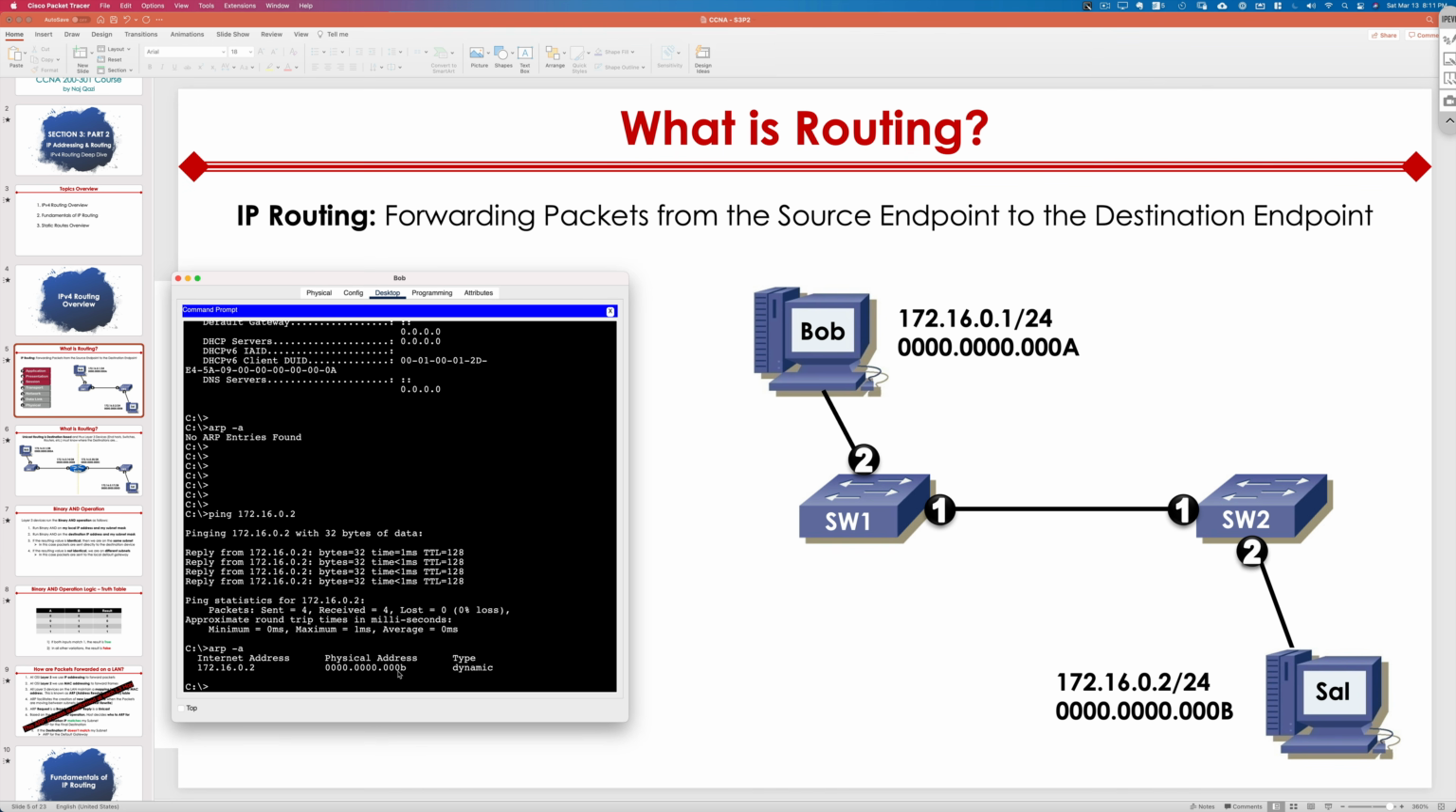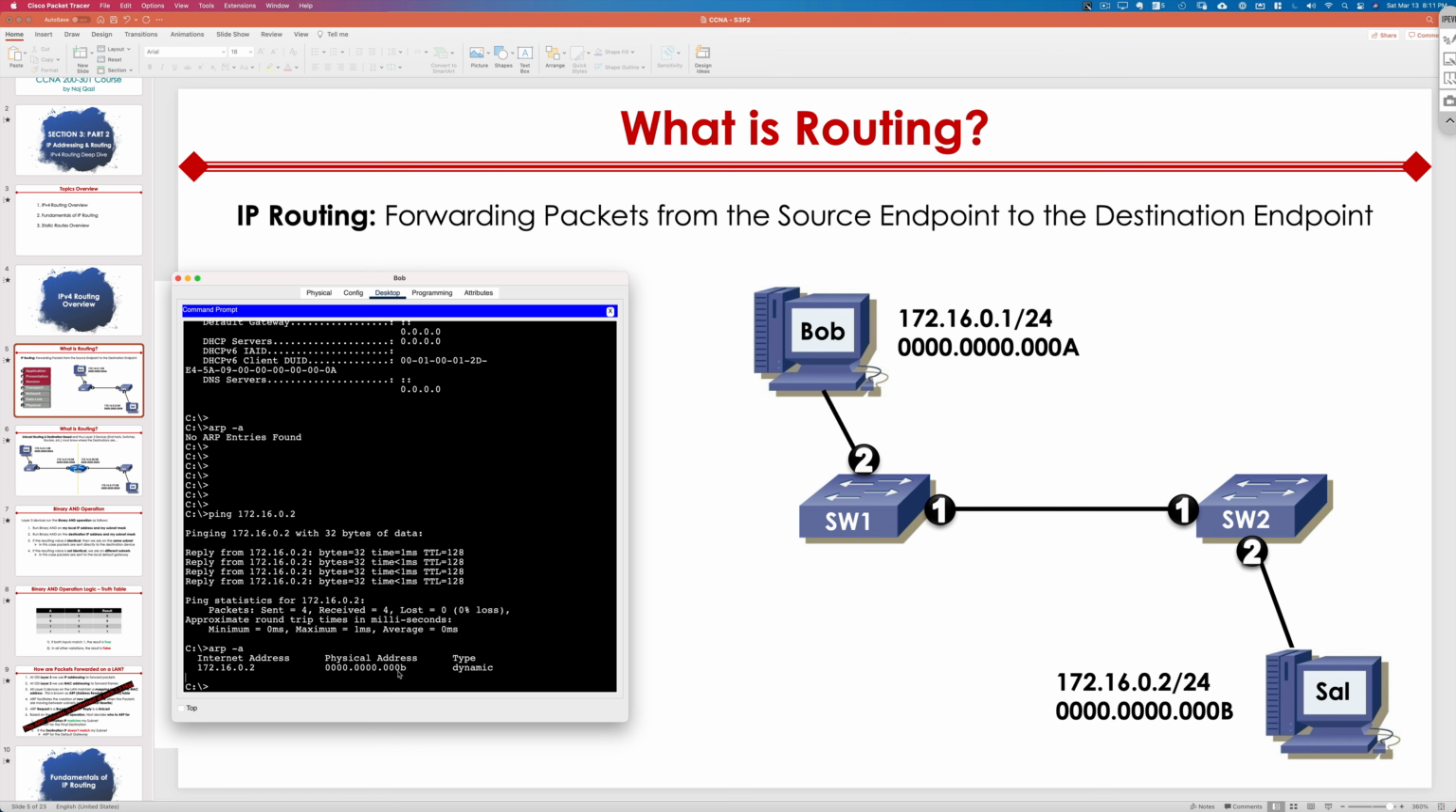And this whole process is actually called transparent bridging, because we're not using any other layer 3 device in the middle, and the switches are not manipulating any data. They're not changing the layer 2 header information. The layer 2 header information stays intact between Bob and Sal. And this is what's known as transparent bridging.